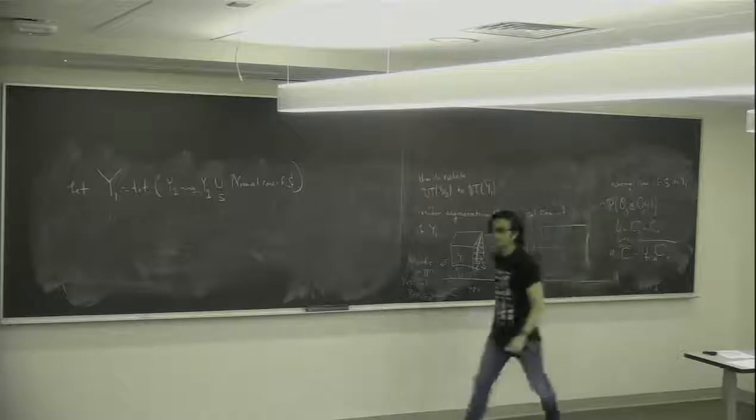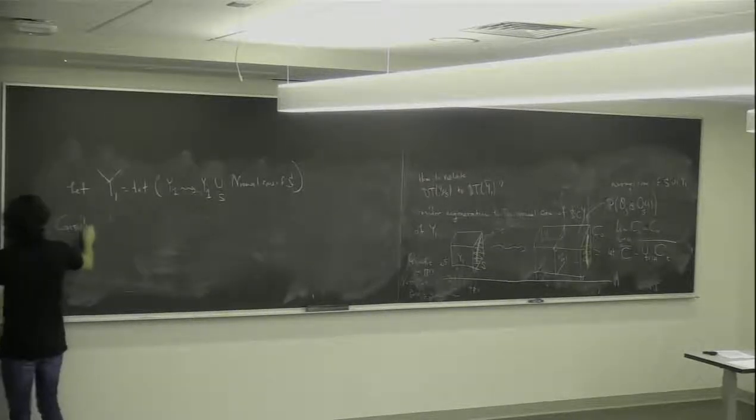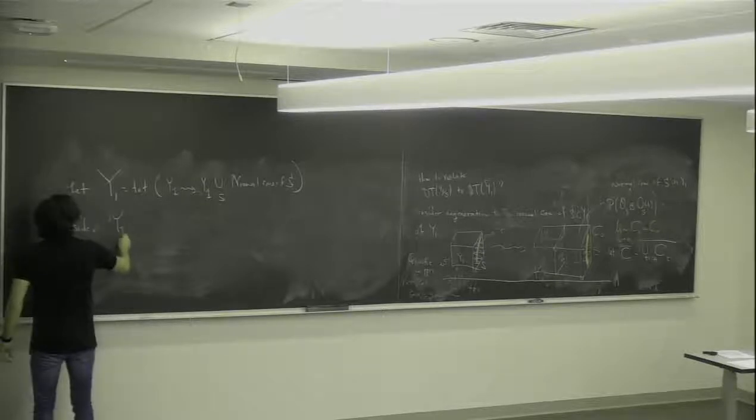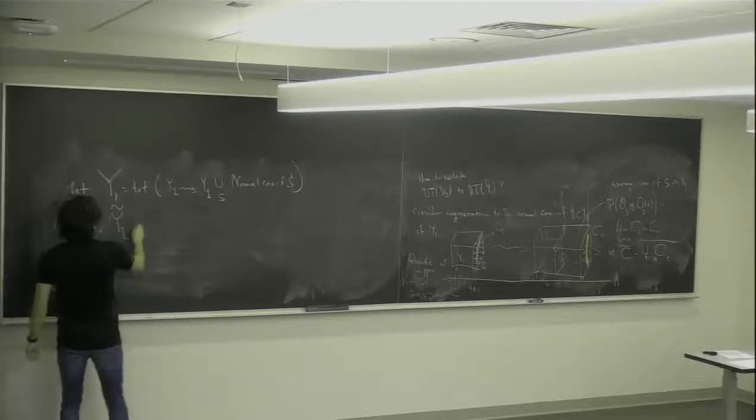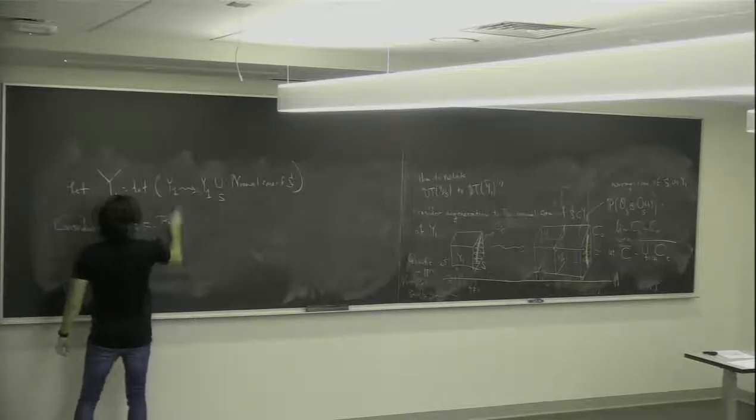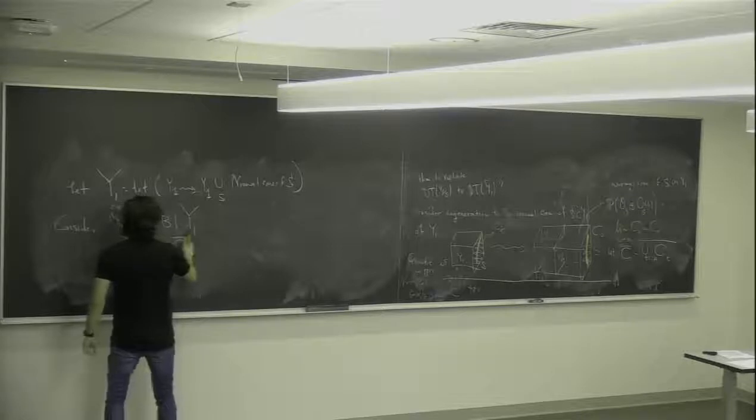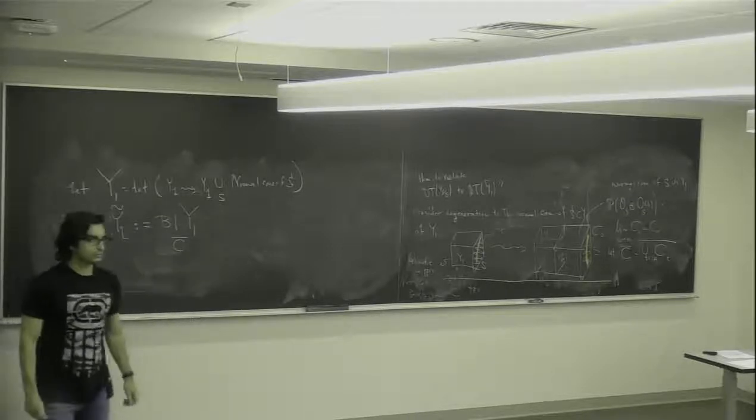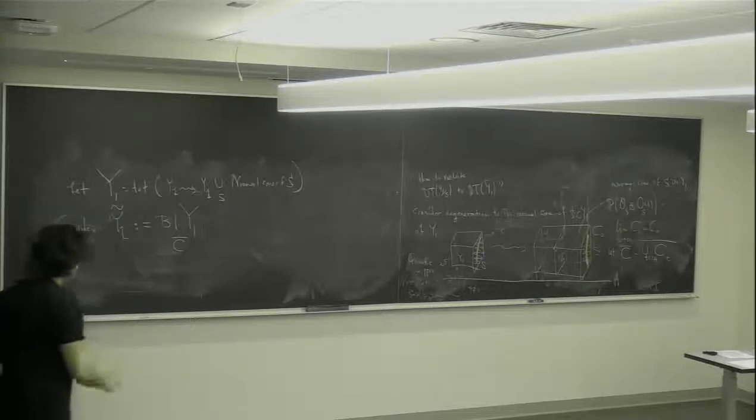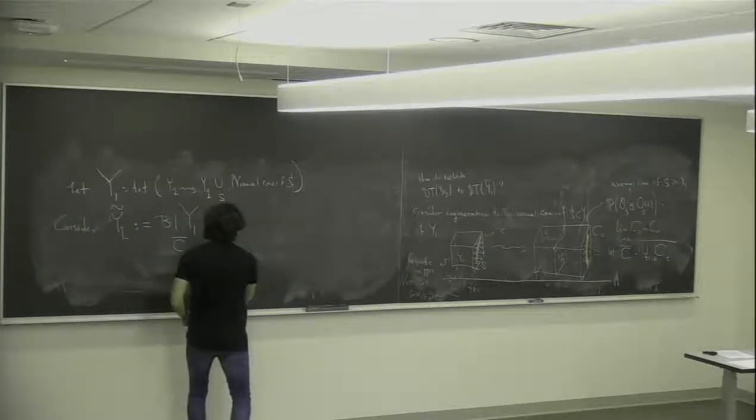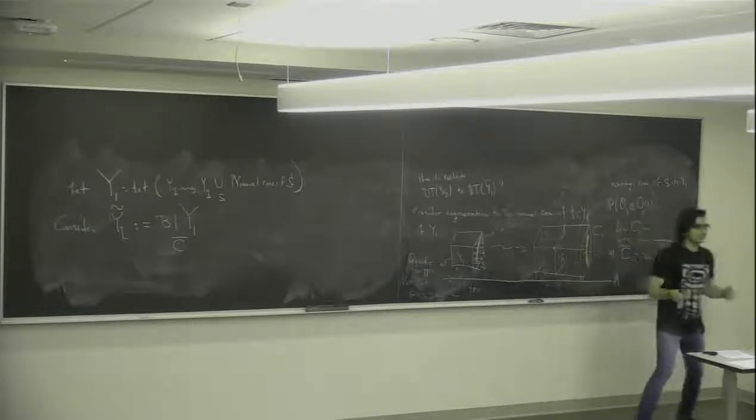So consider Y1 tilde, given by the blow-up of Y1 along this locus. Then you might ask, what happens to this picture? This is what, if you like, you can call the simultaneous blow-up.